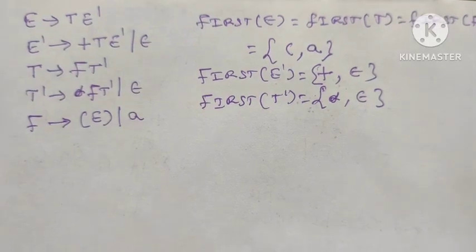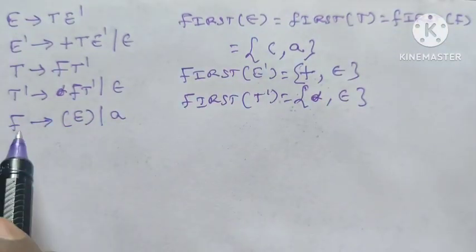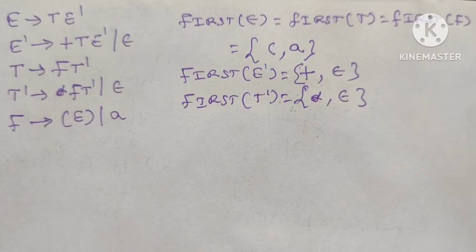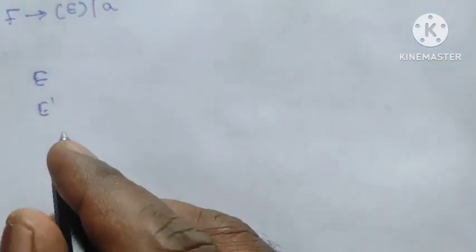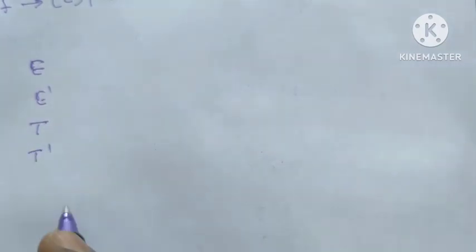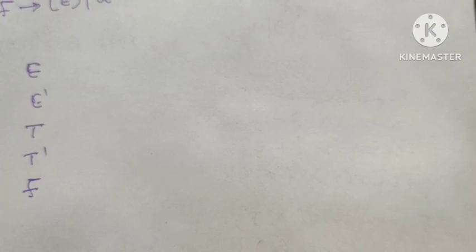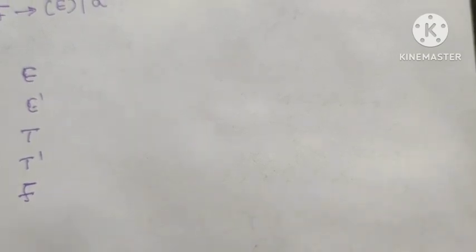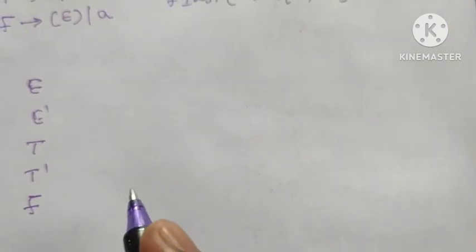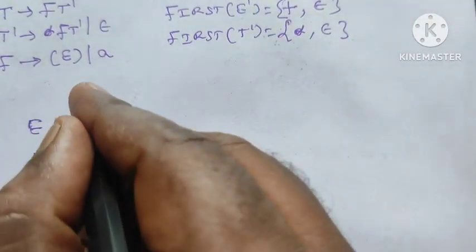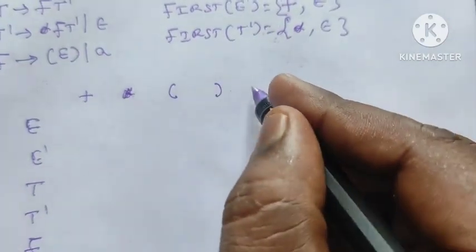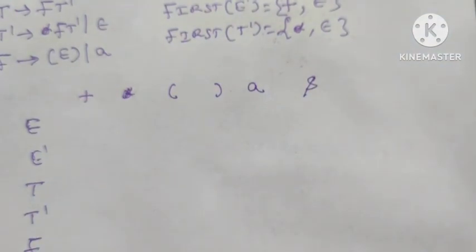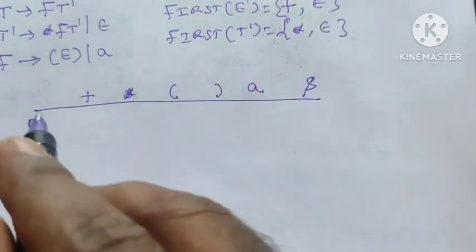Now see here. How to construct a parsing table? The way of constructing the parsing table, you just write all the non-terminals row wise and all the terminals column wise. So I will write all the non-terminals row wise. The first non-terminal is E, then you have E dash, then T, then T dash, and then F. Now write all the terminals. Except epsilon, you have to write all the terminals. Instead of epsilon, you have to include dollar there. So terminals are plus, star, open brackets, close brackets, A, and then dollar. Now you construct a table using this.